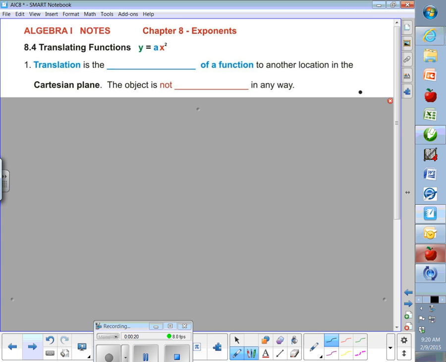What's a translation? It's the moving of a function to another location in the Cartesian plane. It's the moving of a function, and the object, the function, is not changed in any way. It's simply moved. It's relocated. It's a relocation project. That's what translation is. We're relocating it to another location. So the object is not changed in any way in a straight translation. All right? So that's the concept and that's the idea.